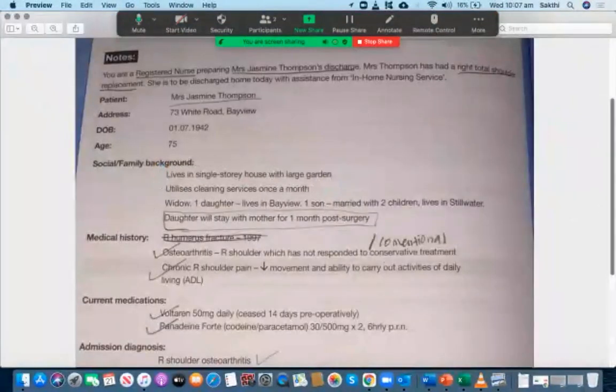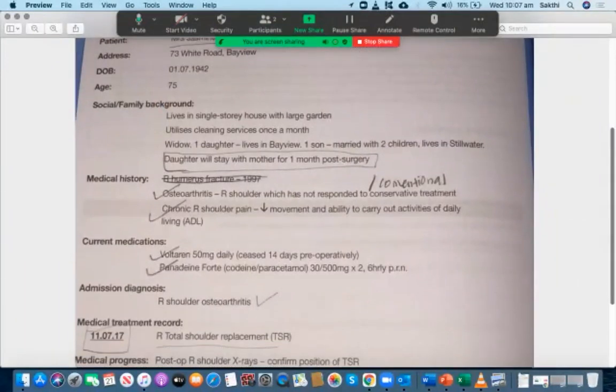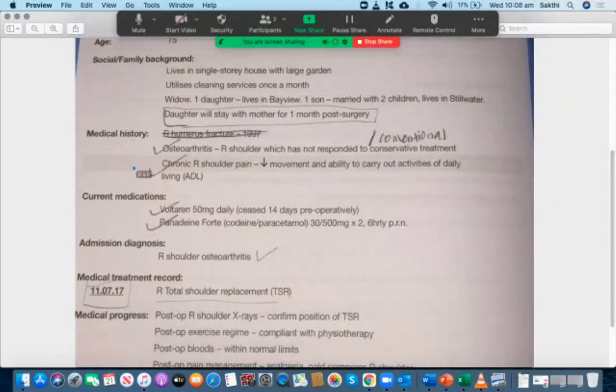Widow, one daughter lives in Baywater, one son married with two children lives in Stillwater. Daughter will stay with her for a month. This is important. Did you include this point or not? That was included. Good. Yes, her daughter will stay with her for one month after her surgery. After her operation.